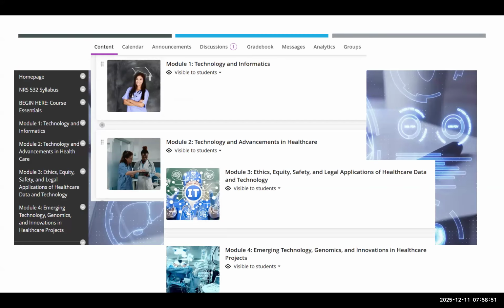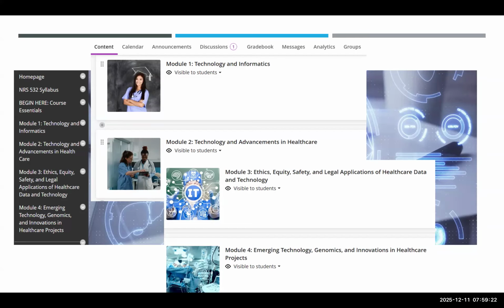Again, this is what your module looks like, or your Blackboard shell looks like, and it is broken into these different categories. And as you can see, technology and informatics, we're going to do in our week 1 a little bit more of a foundation. Look at some federal acts. Where are we, both pre-COVID, post-COVID? Where are we going with technology and informatics? What advancements have we made, et cetera.